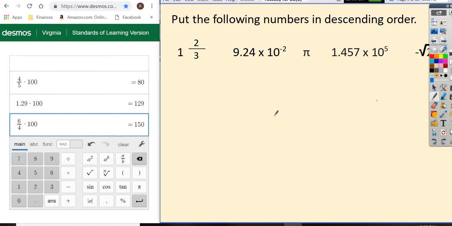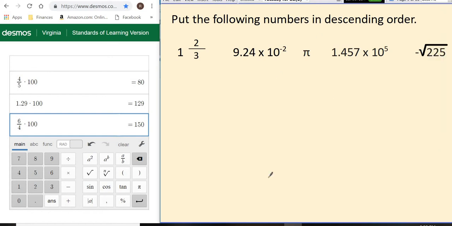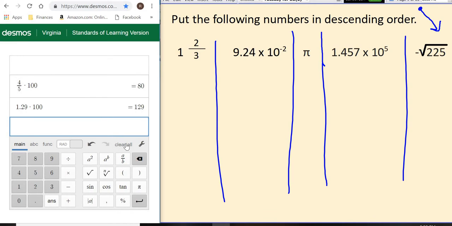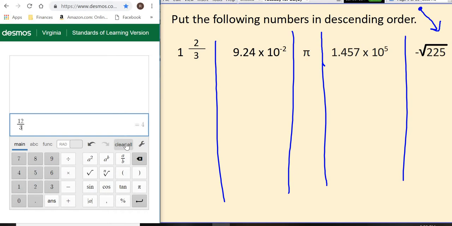Alrighty, we've got one more that we're going to put in descending order. Descending order means we're starting at big and we're going down to small. So again, I'm going to just draw my lines. Take your time, make sure that you're drawing these or writing these numbers down correctly. The first one is 1 2/3. I'm going to go over a little bit and put in 1 space 2 divided by 3. Then I'm going to move over and multiply that times 100.